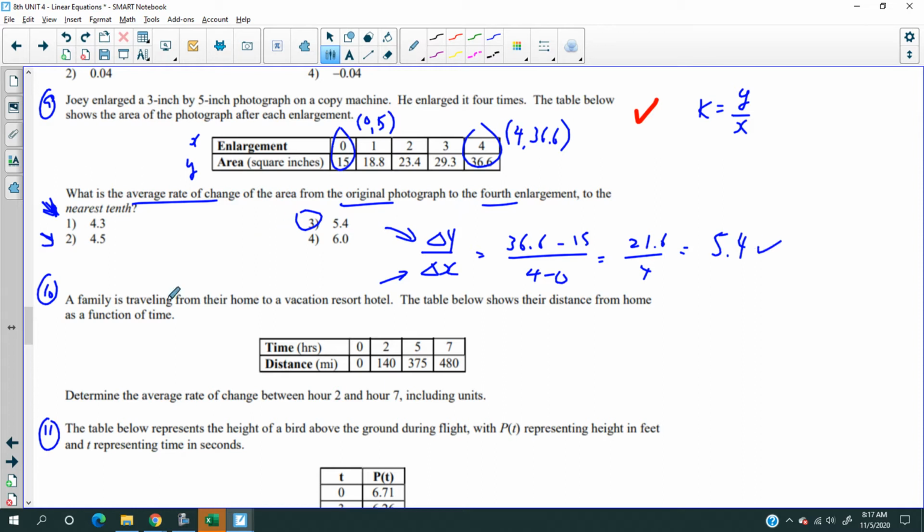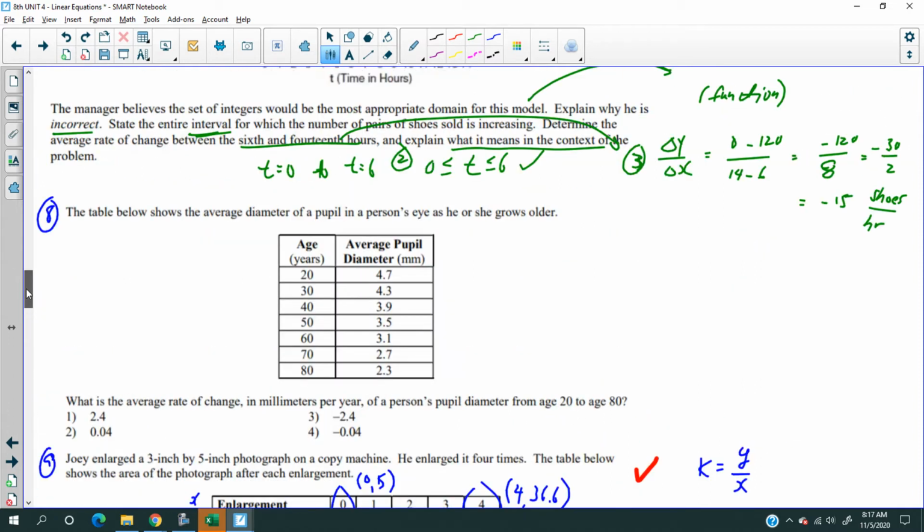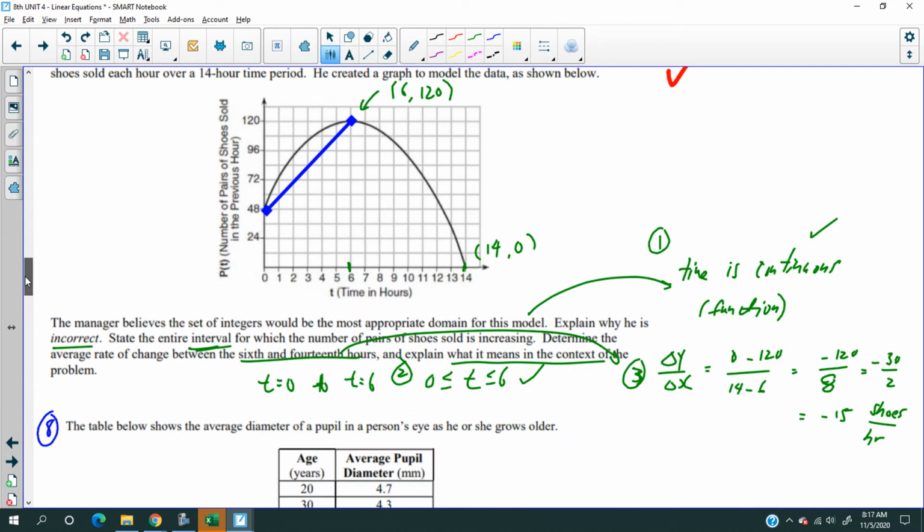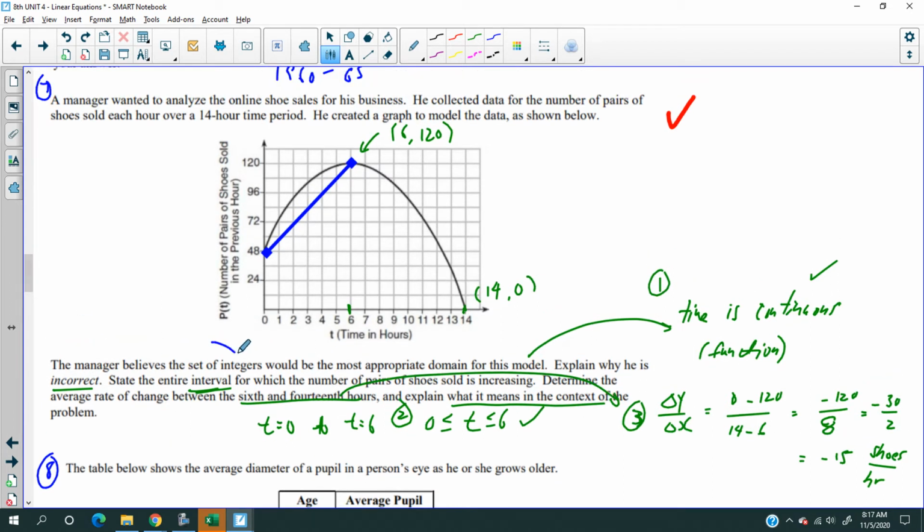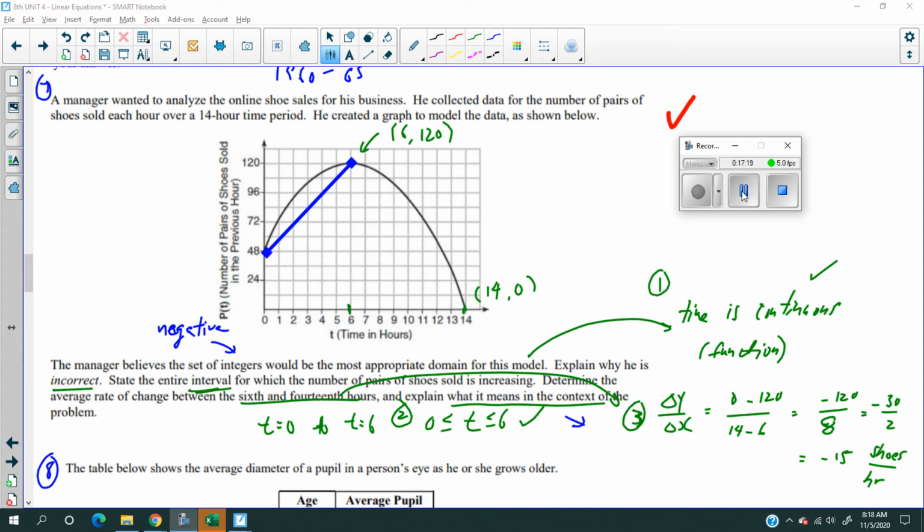One last thing before we go, I want to add one more thing to this. Integers is also not an appropriate domain because integers includes negative numbers, so you can't have negative time. And then lastly, in the context of the problem, he's selling 15 fewer pairs of shoes per hour. Okay, this was a little bit long, but I gotta get these done.